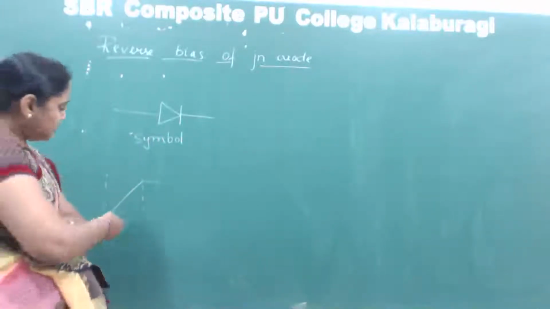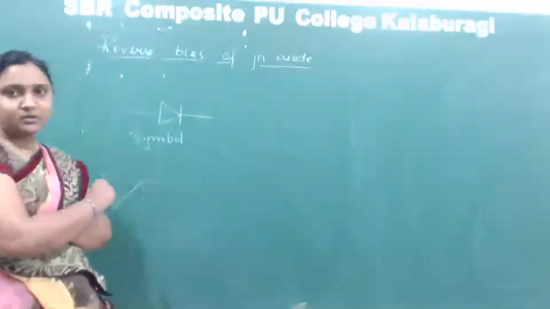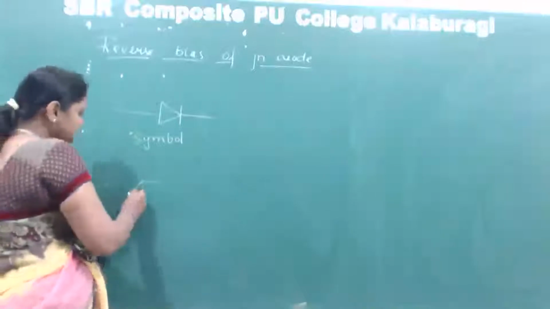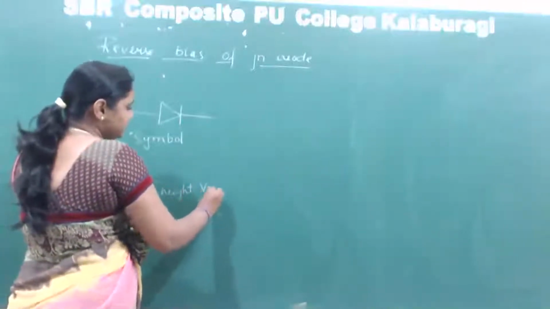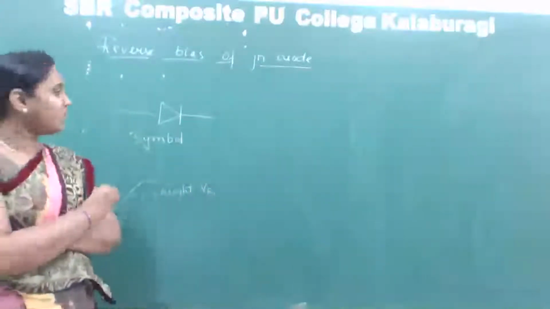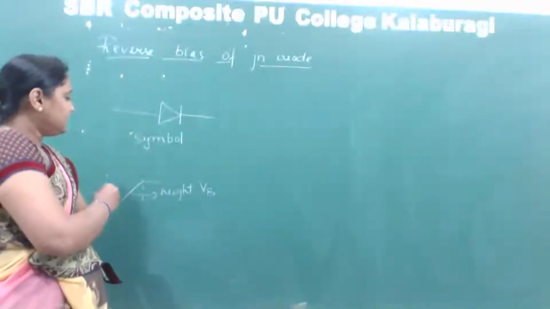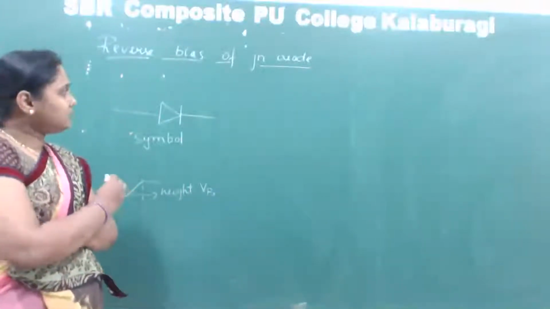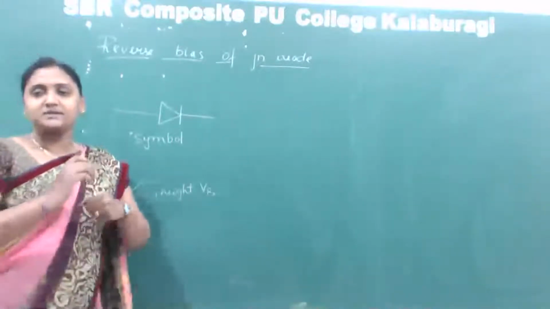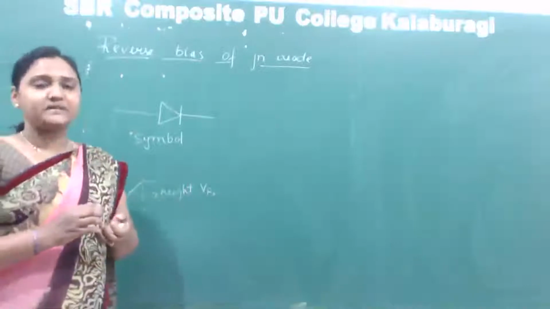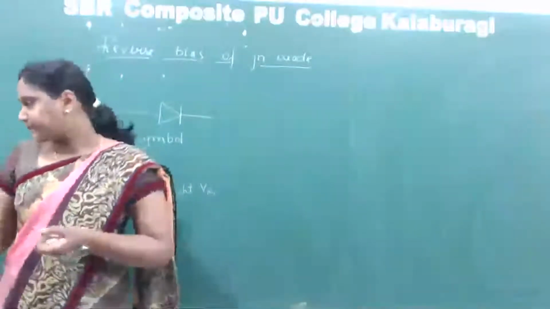In that case, the width is also important. As the width increases, the height also increases, and this height is nothing but the barrier potential. The height itself is the barrier potential. All this we have studied, and now we will study these concepts for the reverse bias condition. What happens to this height? What happens to the width? What happens to the overall depletion region under the reverse bias condition?